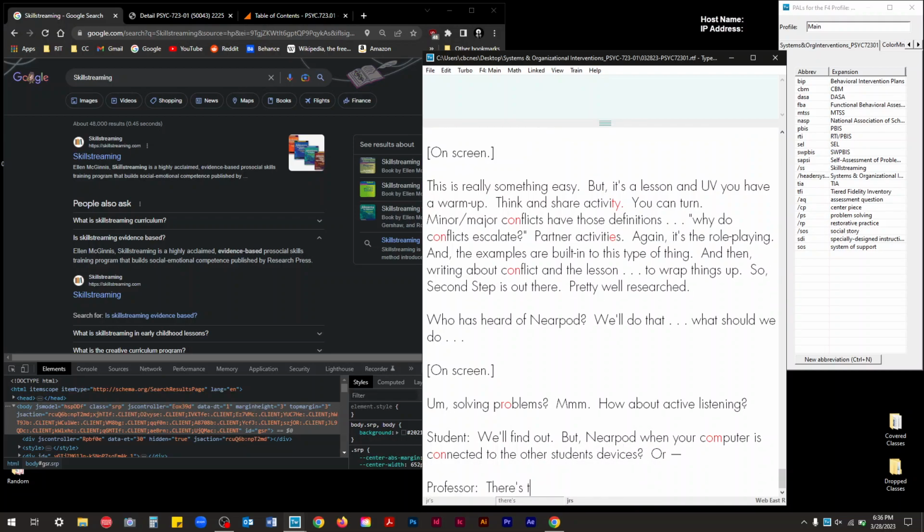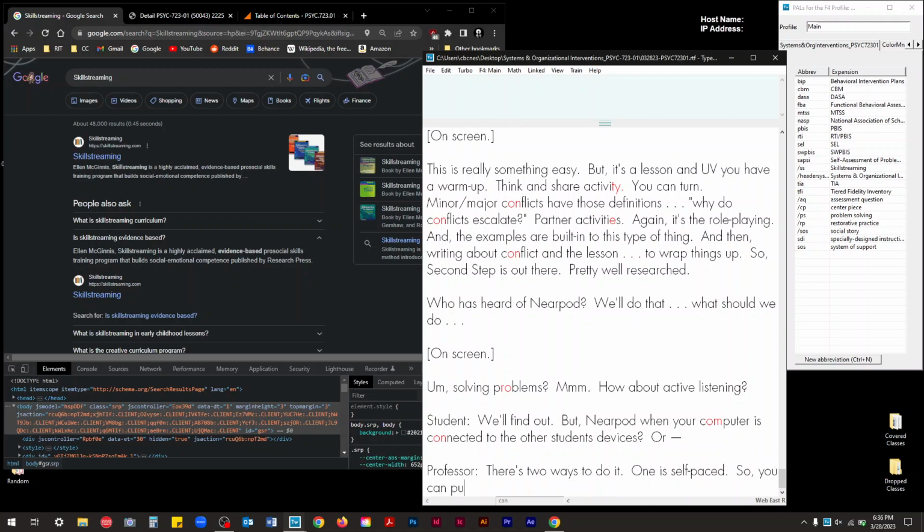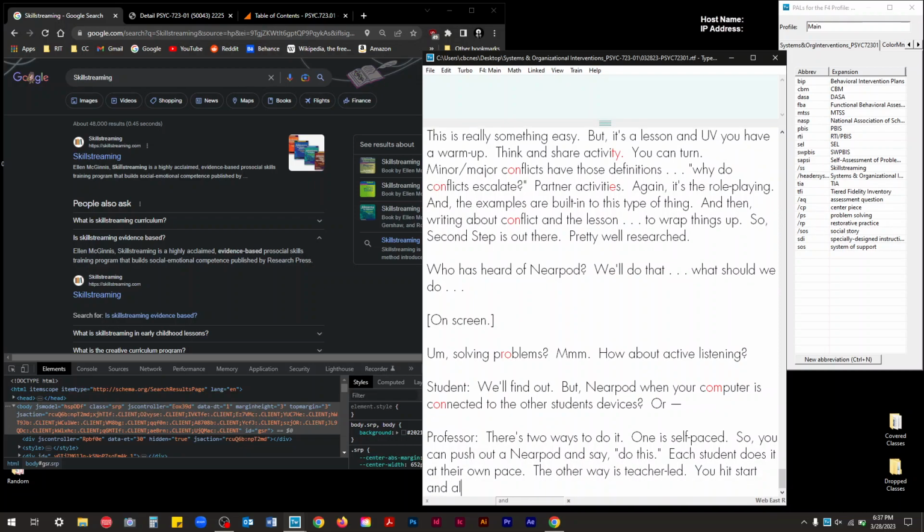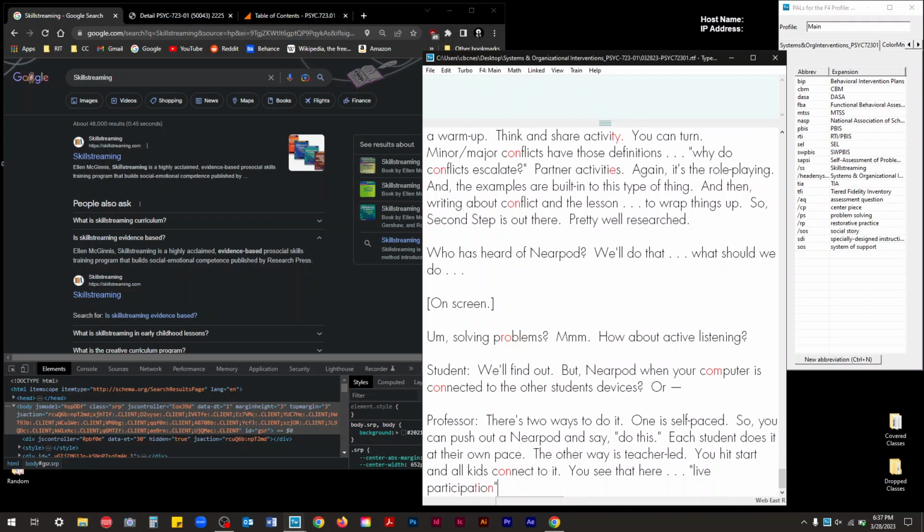and one of them is self-paced. You can push out a Nearpod and say, here, do this, and every student does their own, and it goes at your own pace. The other way is teacher-led. You hit start, and all kids are going to connect to it. So you see that right here. Live participation and student-paced. Those are the options for Nearpod.